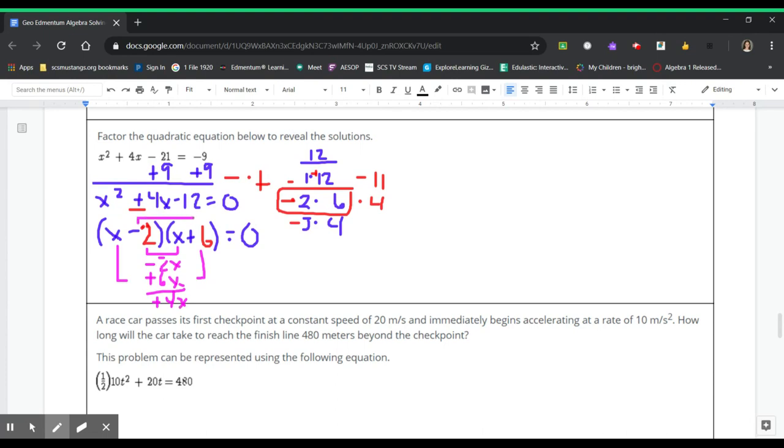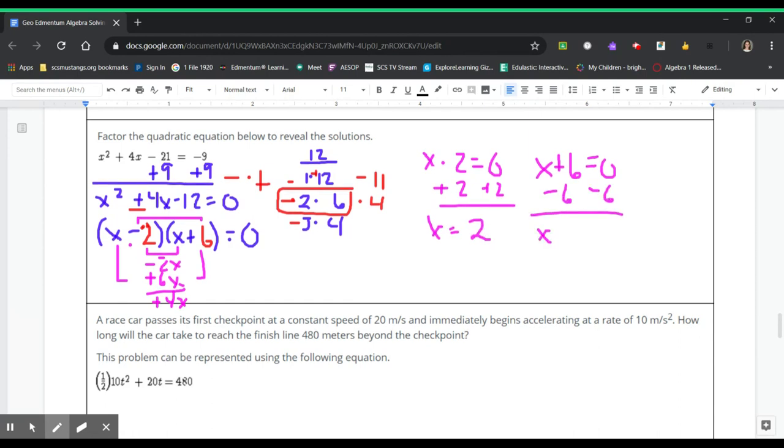And I've got a -2 times 6 that gives us a -12. So all we have left to do is to take our two binomials, our two factors, and set them equal to 0 and solve. So x minus 2 is equal to 0. x plus 6 is equal to 0. So add 2: x is going to be equal to positive 2. Subtract 6: x is going to be equal to -6. So x is equal to 2 and x is equal to -6 for that problem.